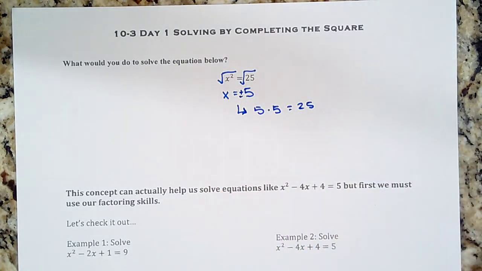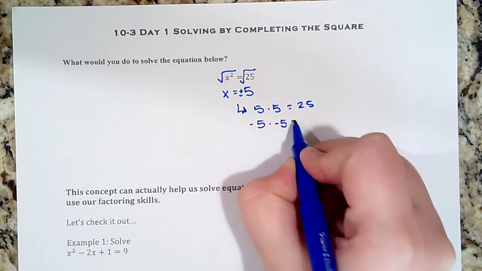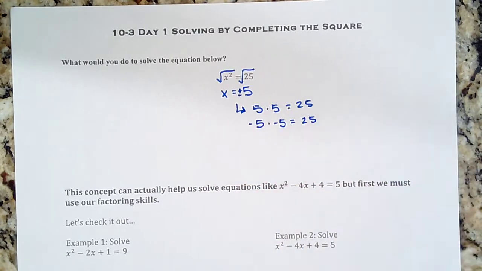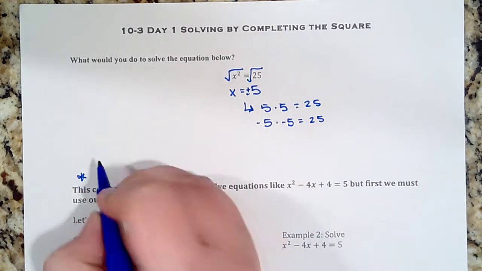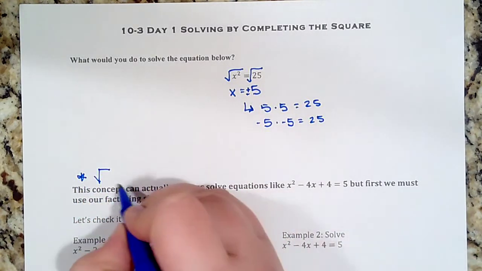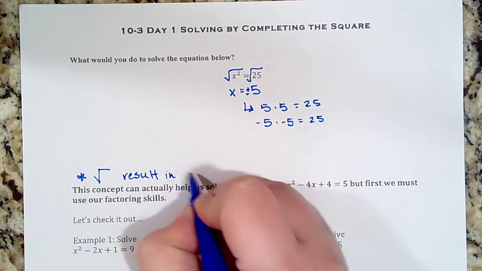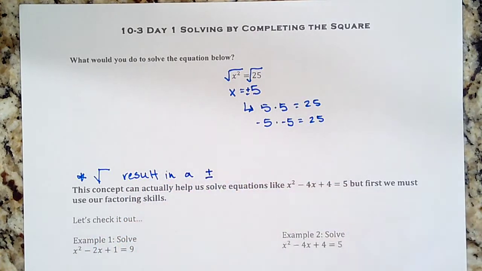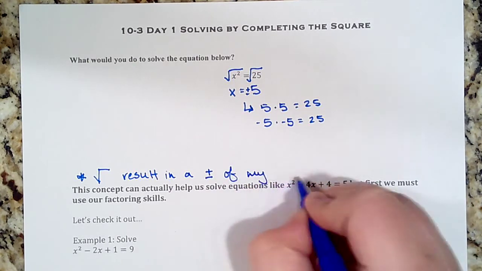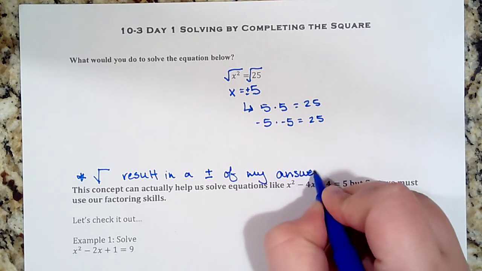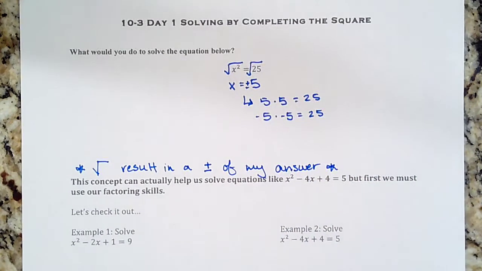However, why did I use the negative 5 as well? Well, because negative 5 times negative 5 also gives me a positive 25. So whenever I take the square root, every single time, square root will result in a positive and negative version of my answer. And that's something that we have to remember. That is one of the most important things you're going to learn in this section.